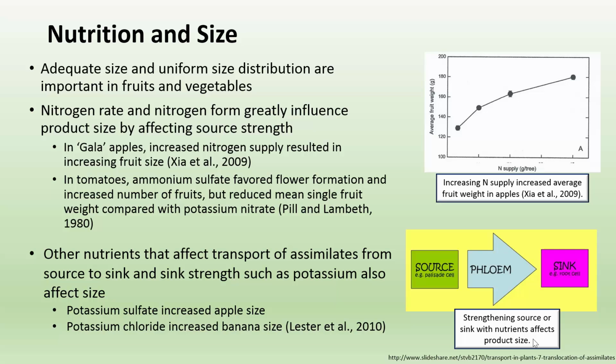Adequate size and uniform size distribution are important in fruits and vegetables. Nitrogen can play a major role in size. The rate of nitrogen fertilizer and also the form of nitrogen supplied influences product size because it affects the source strength in the plant.